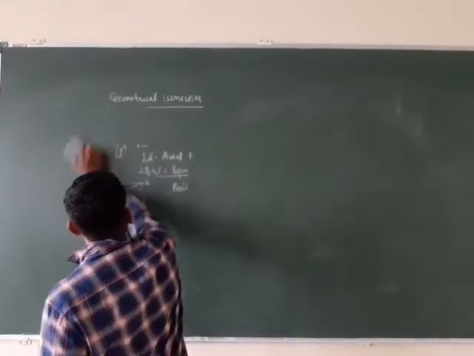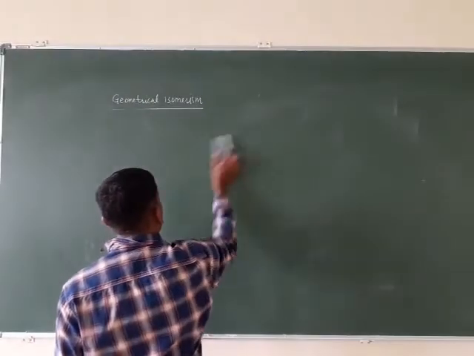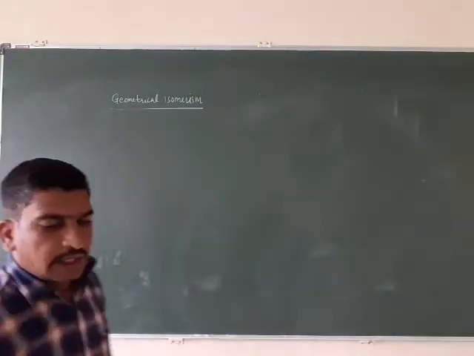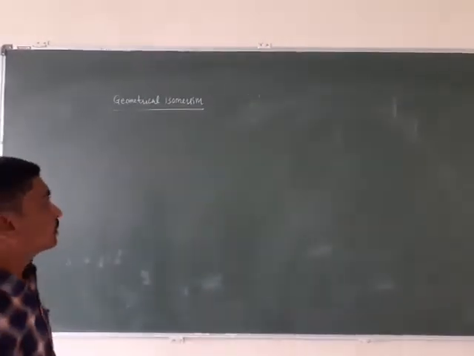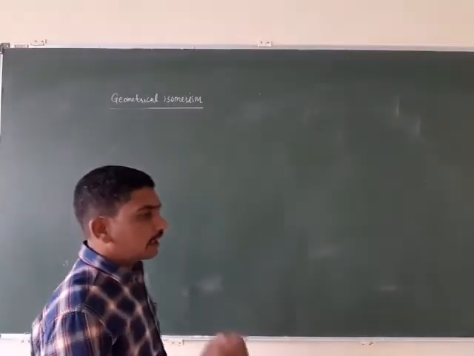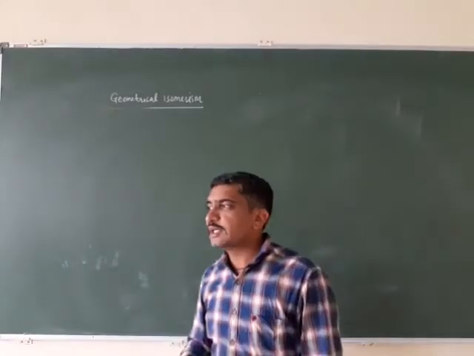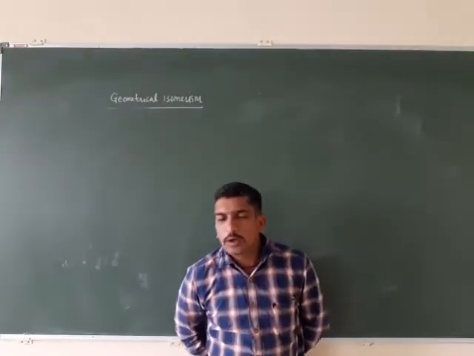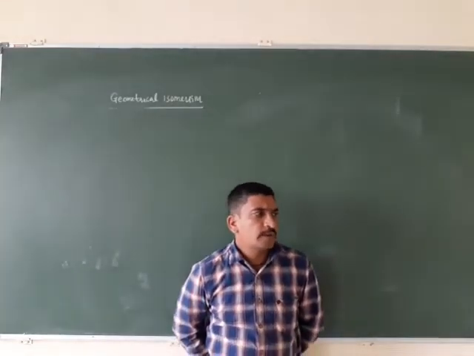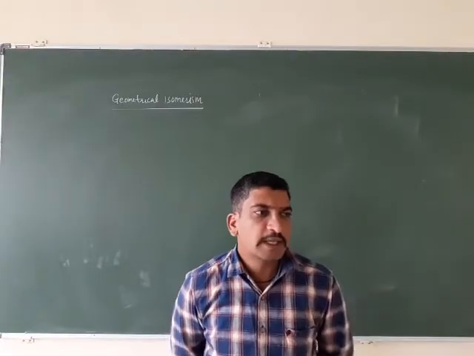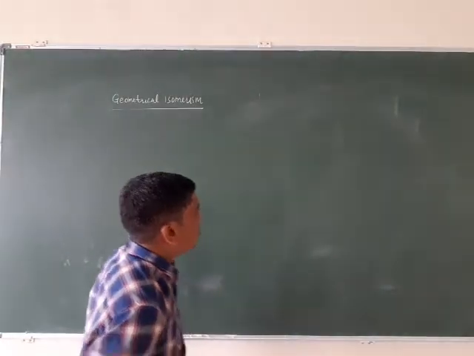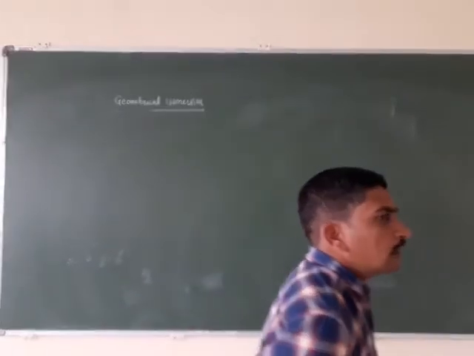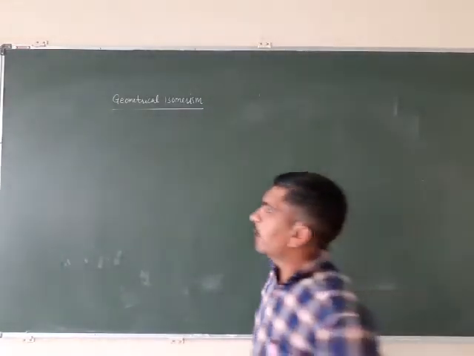Okay, so this is regarding what? The geometrical isomerism in case of octahedral complexes. Okay, so you have to draw cis and trans isomerism for a complex of MA4B2 type, and for complexes of M(AA)2B2 type.